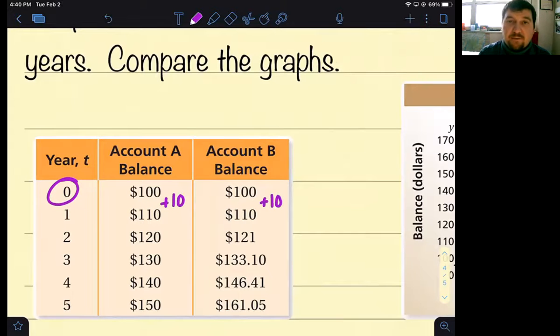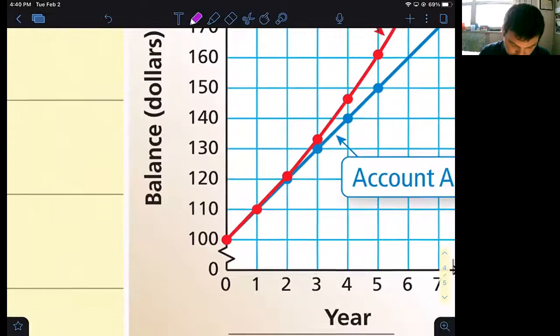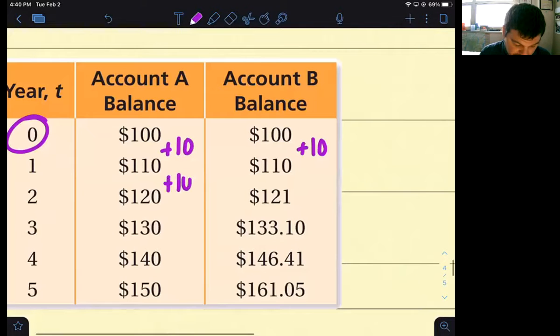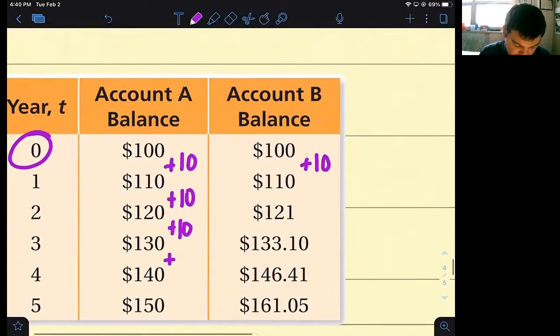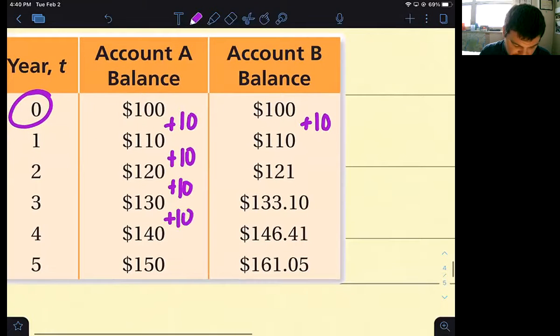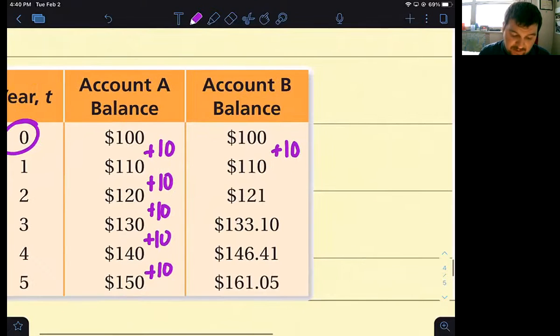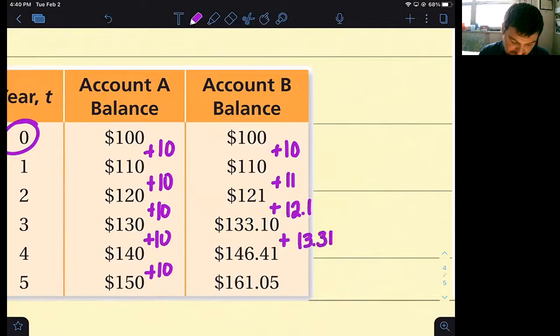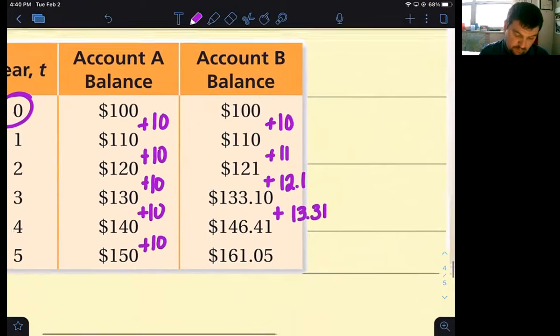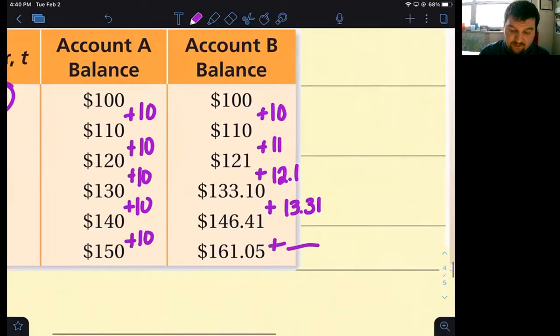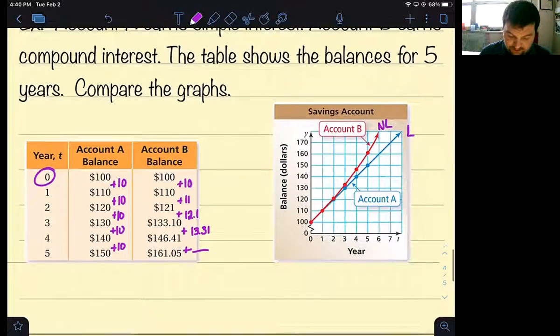Both of these increased by 10, right? You can't even tell a difference. Year 2, you come back, increased by 10, by 10, by 10, and by 10. But on the account B balance, it increases by 11, increases by 12.1, increases by 13.31. I think that's right. Don't quote me on that. Then it increases by a different amount. I'm not even going to try. It's nonlinear. You can tell because the rate of change keeps increasing by something different each time.